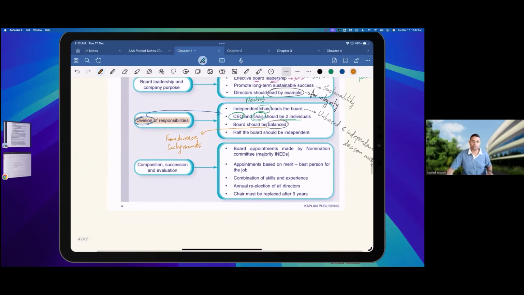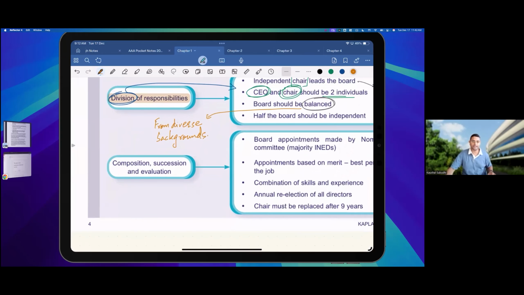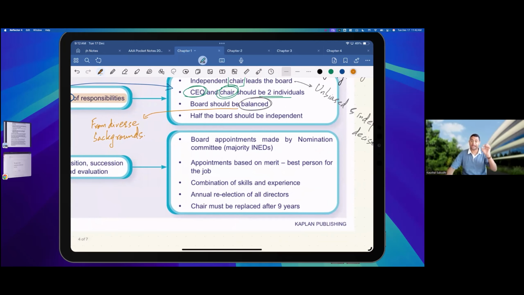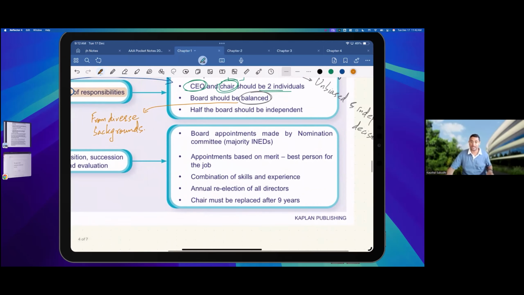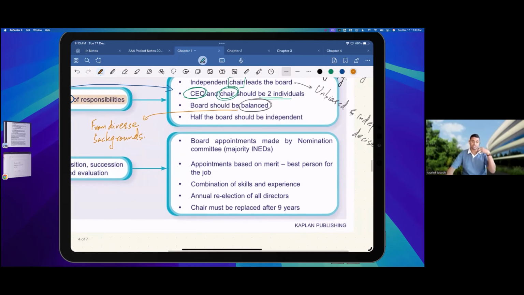Now, when it comes to understanding the composition, succession, and evaluation, right? Composition, succession, and evaluation is also something very crucial to understand. So board appointments are made by the nomination committee, majorly INEDs, that is, your independent non-executive directors. Committee members are the ones who will oversee these things, and they should make sure that there is a fair selection and all. So yes, you can say that.